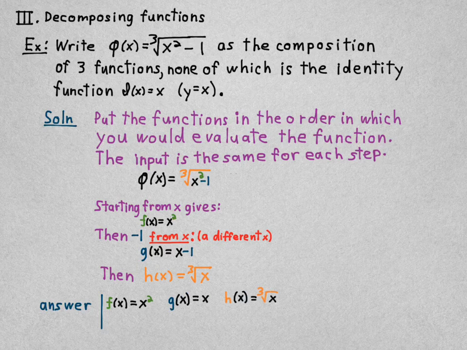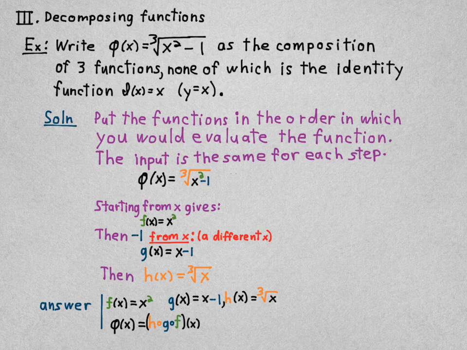I was just putting them all three together. So the answer would look like this. List the three that I found, and then phi has to tell me what order to do them in. Now remember, this means that you do f first, because it's f of x. It's h of g of f of x. So f of x is the inside function. So you do f first, then G, then H.